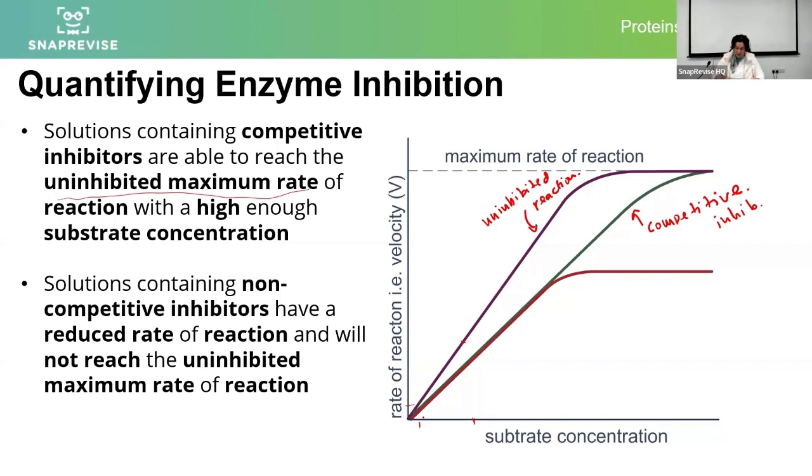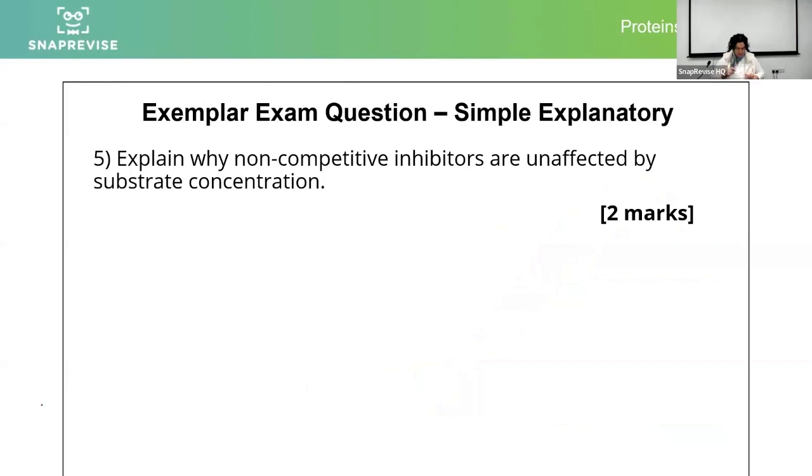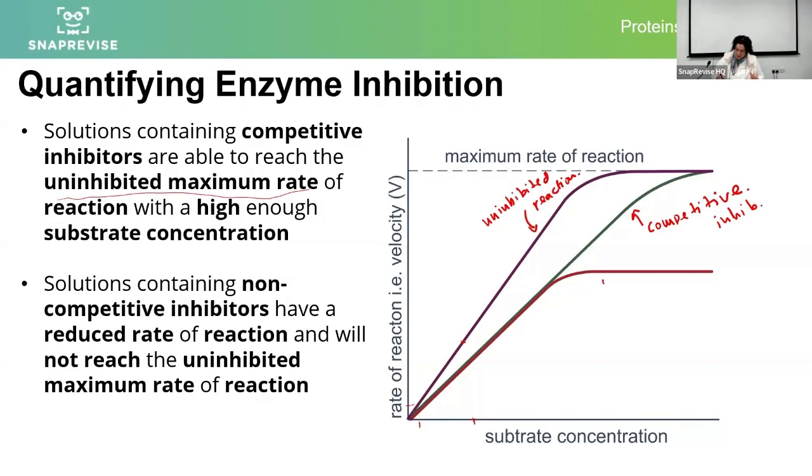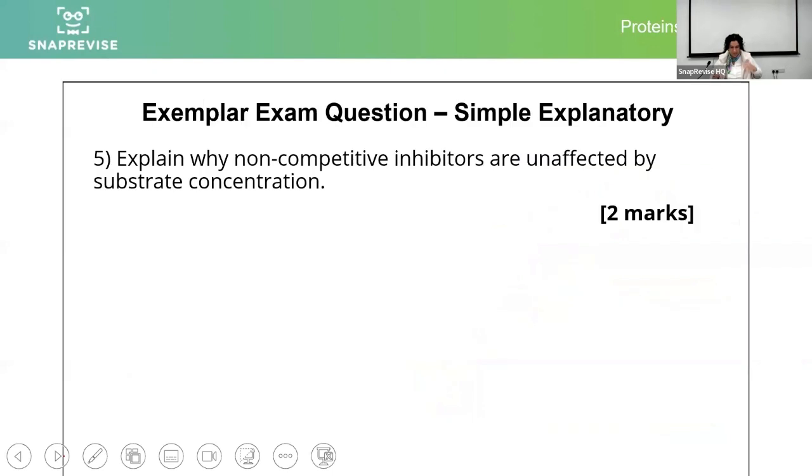However, if we are using a non-competitive inhibitor, like in this curve, then the reaction will not reach the uninhibited maximum rate of reaction because the active sites are themselves not able to bind the substrate properly. So adding more substrate is not going to help the maximum rate of the reaction.